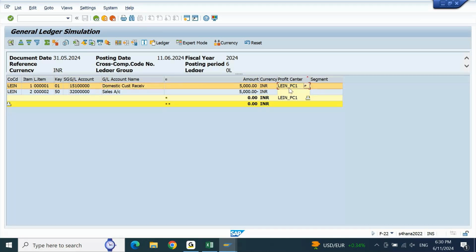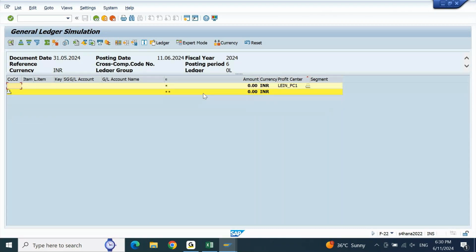If you see, the total of the document has become 0. Similarly, if you look at the subtotal at the profit center, if I collapse this, the overall document balance is 0 here. Overall balance at the document level is 0, point number 1. Point number 2, at profit center level also balance is 0.